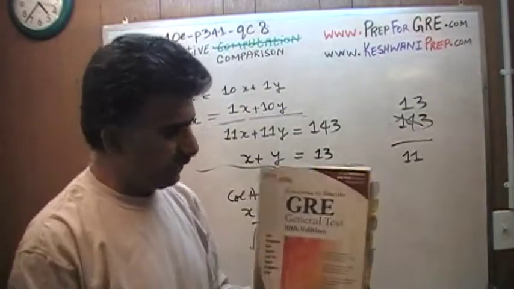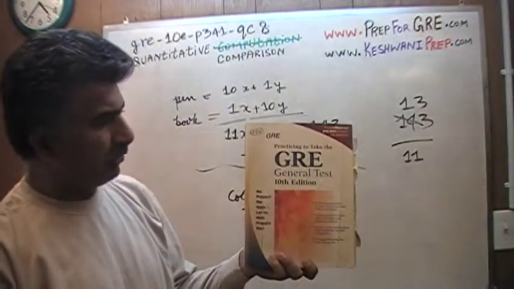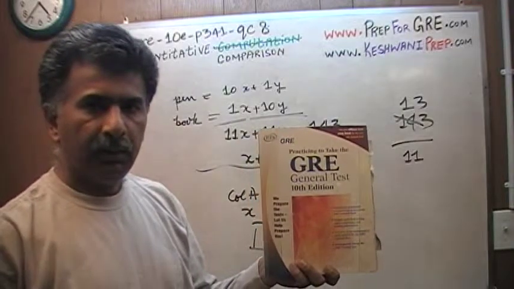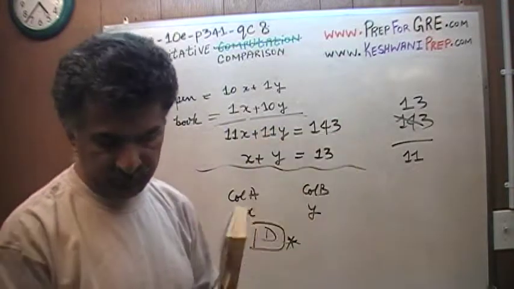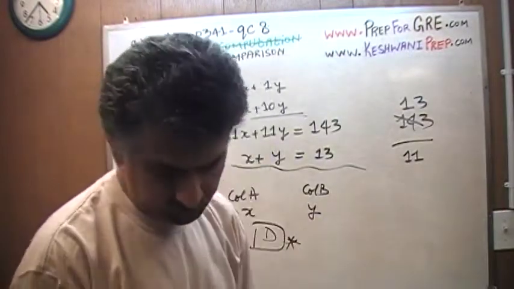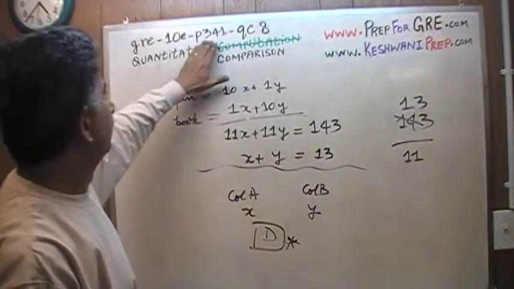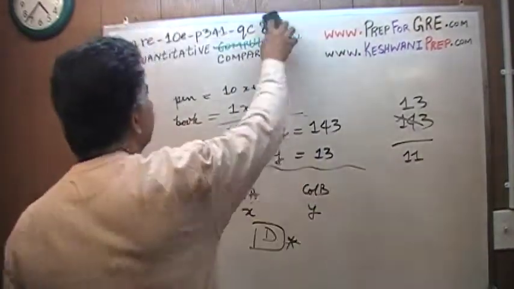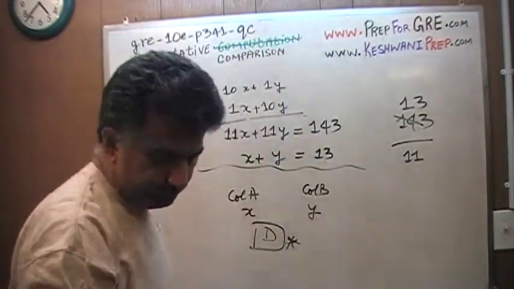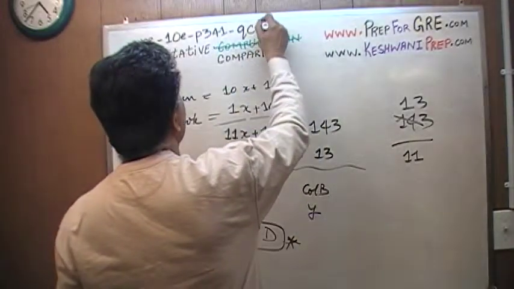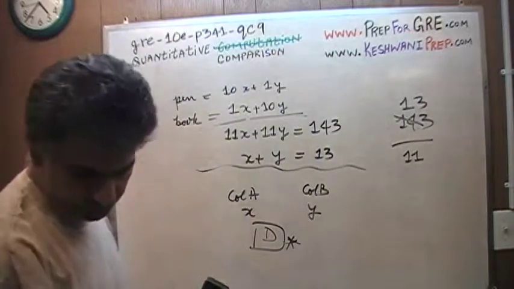I have been solving math problems for GRE out of this book here, practicing to take the GRE General Test, the 10th edition. If you do not own this book already, purchase one immediately. The problem that I'm about to solve is the one that you're going to find on page number 341, quantitative comparison question, number 9. Let's take a look at it.